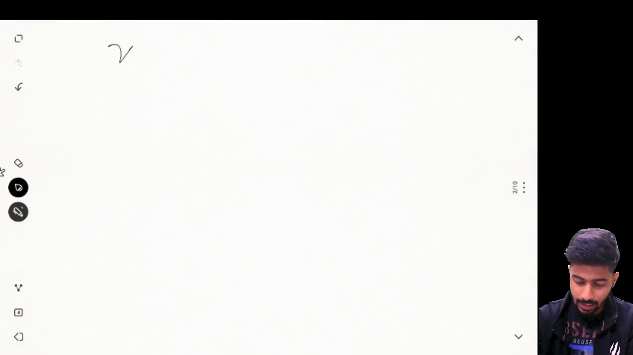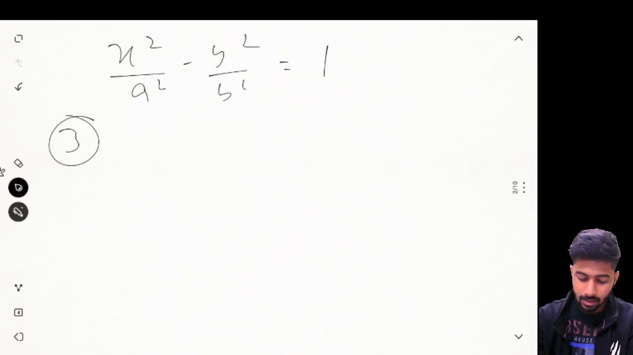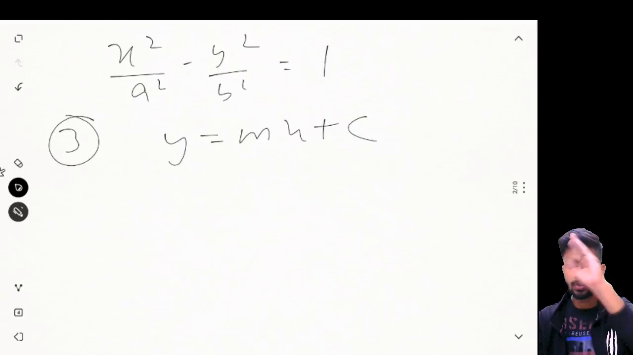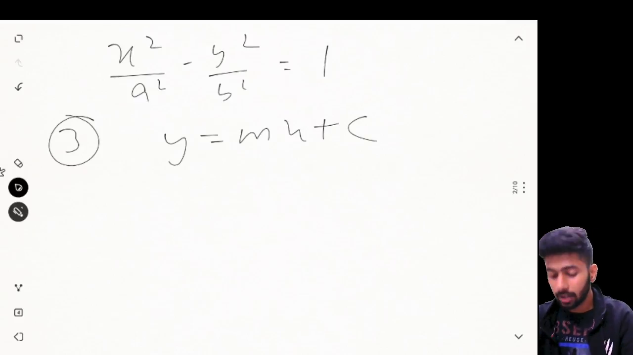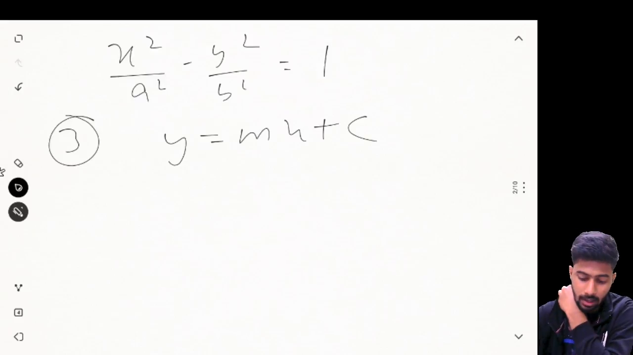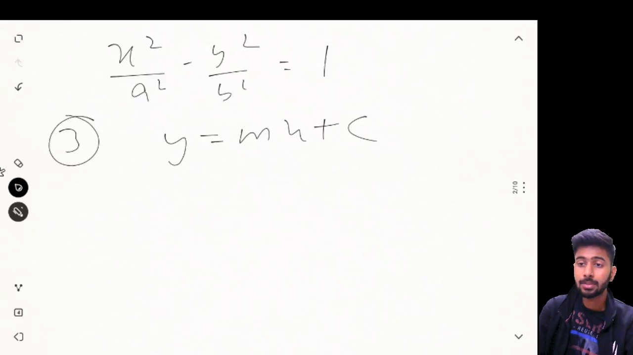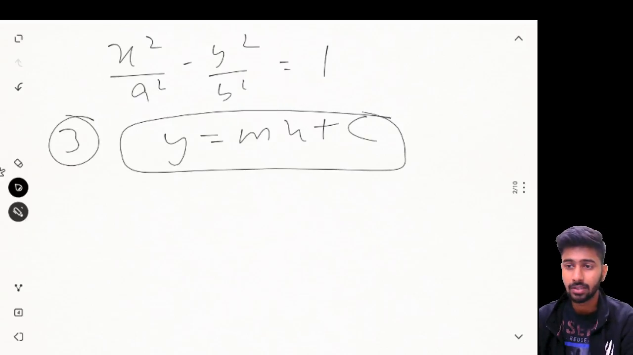So I have the same curve here, x square by a square minus y square by b square is equal to 1. The third form is the line y is equal to mx plus c. So it was a straight line, right? We already know what m is for that line because you can calculate it by differentiating, basically. So you have y is equal to mx plus c here given. When is this line a tangent to the curve? That is what you have to understand.